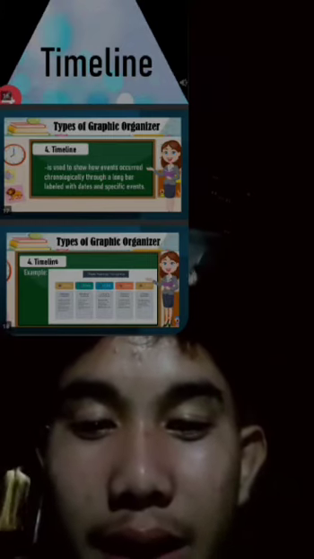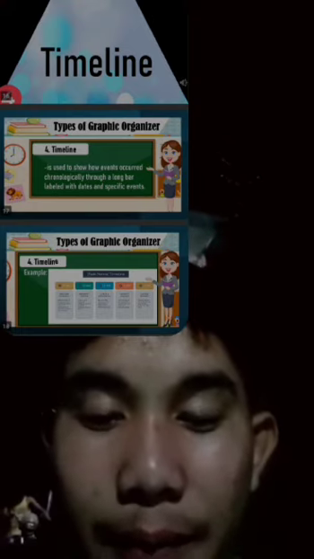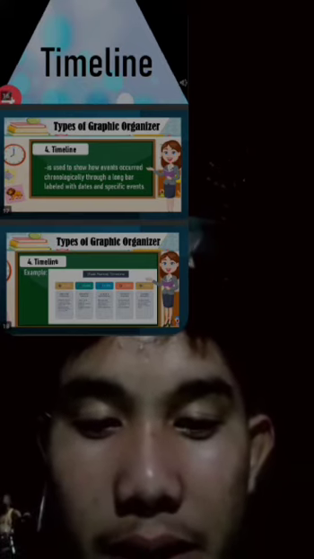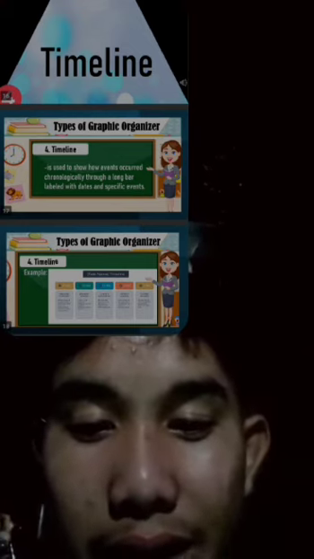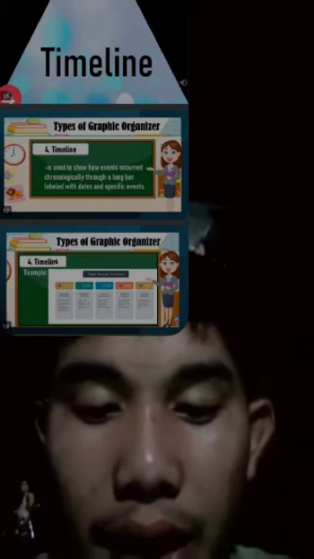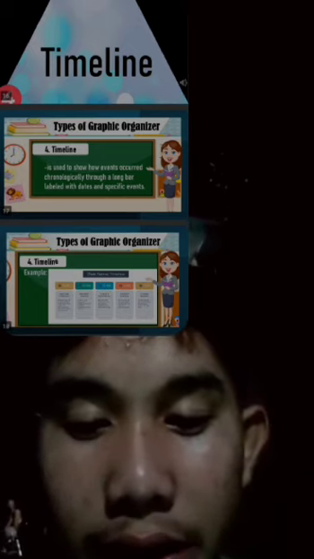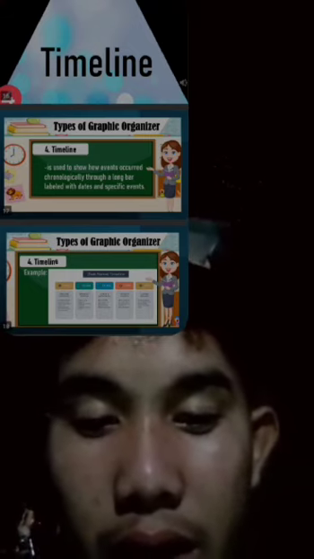And for timeline, a timeline is a visual tool that shows events in the order they happen, and it helps you see the sequence, dates, and how things change over time. It is a straight line that lists important events from earliest to latest. For example, a timeline of your day might show 7 a.m. woke up, 8 a.m. ate breakfast, 9 a.m. went to school, 12 p.m. lunch, and 3 p.m. went home. Timelines are used in history, stories, biographies, and projects.